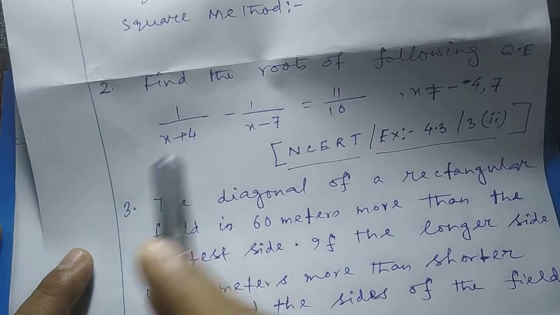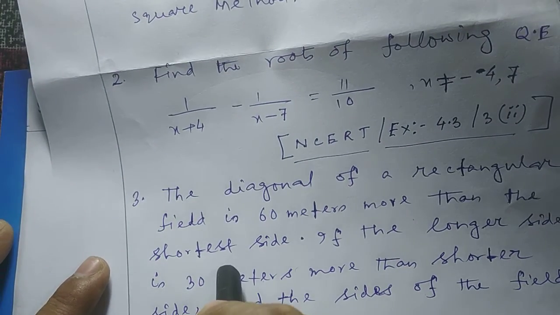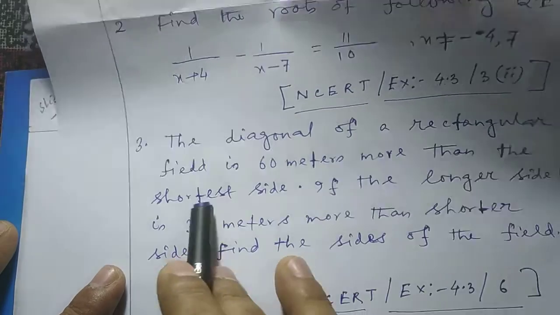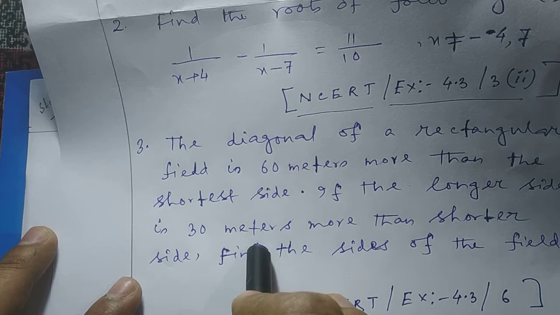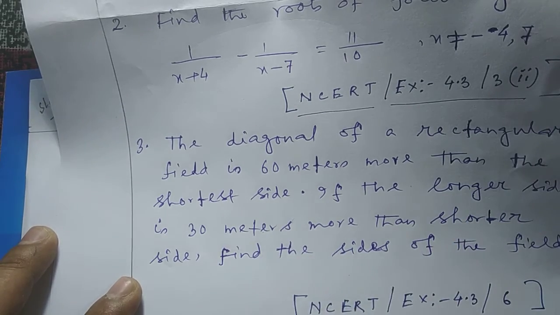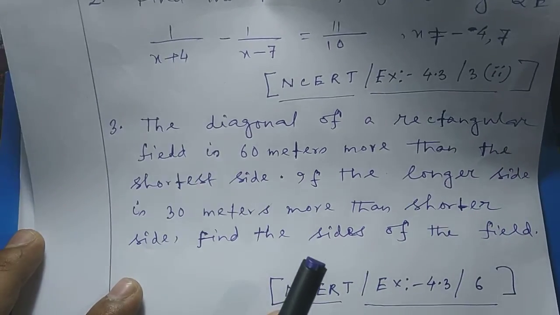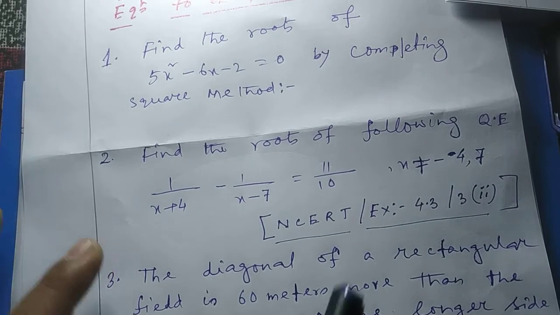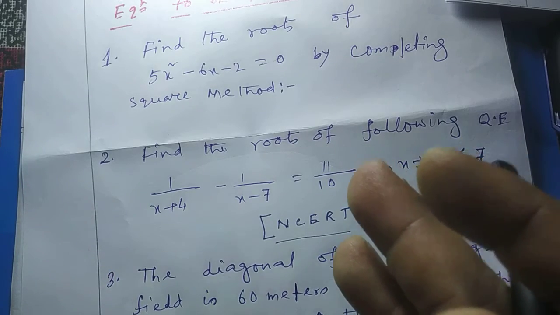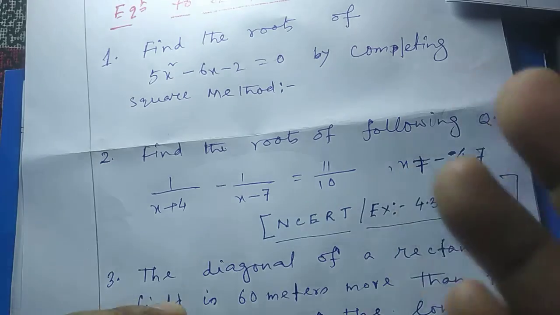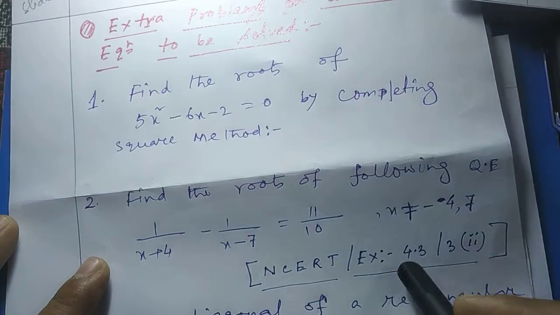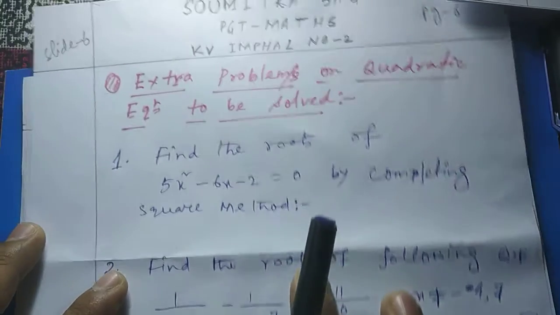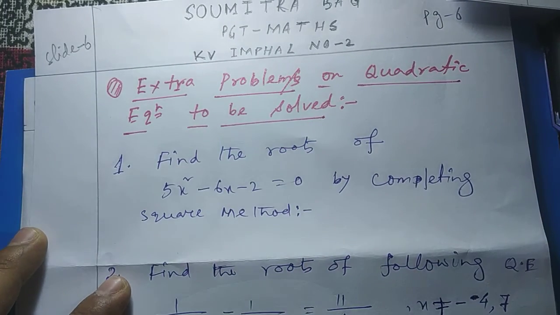Now let us come to the third question. It is a word problem. In a word problem, first we have to read the situation, then make a quadratic equation, then solve it by following any method. If you are not able to understand my handwriting, you can go to the NCERT book and go through them. I have picked all these questions from NCERT exercise 4.3. Now let us solve them one by one.